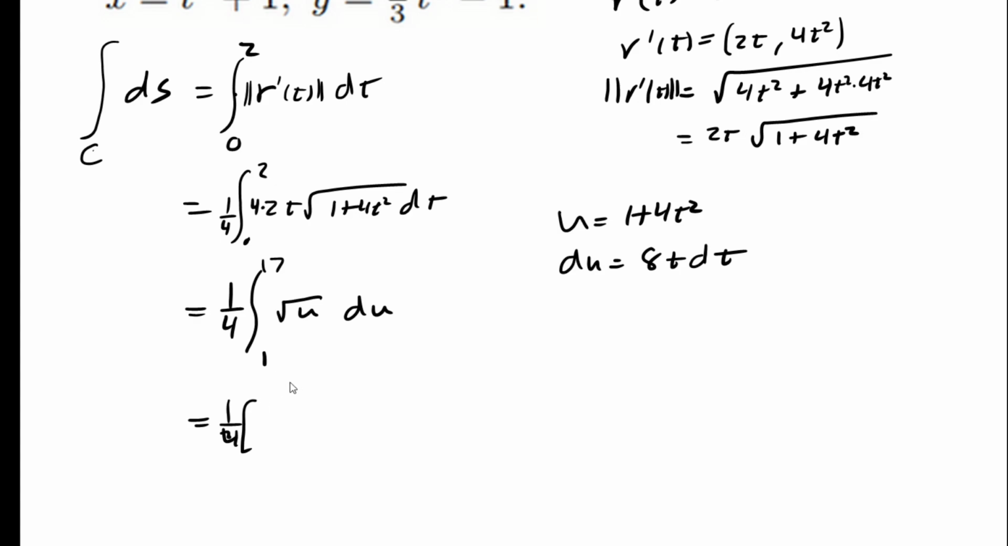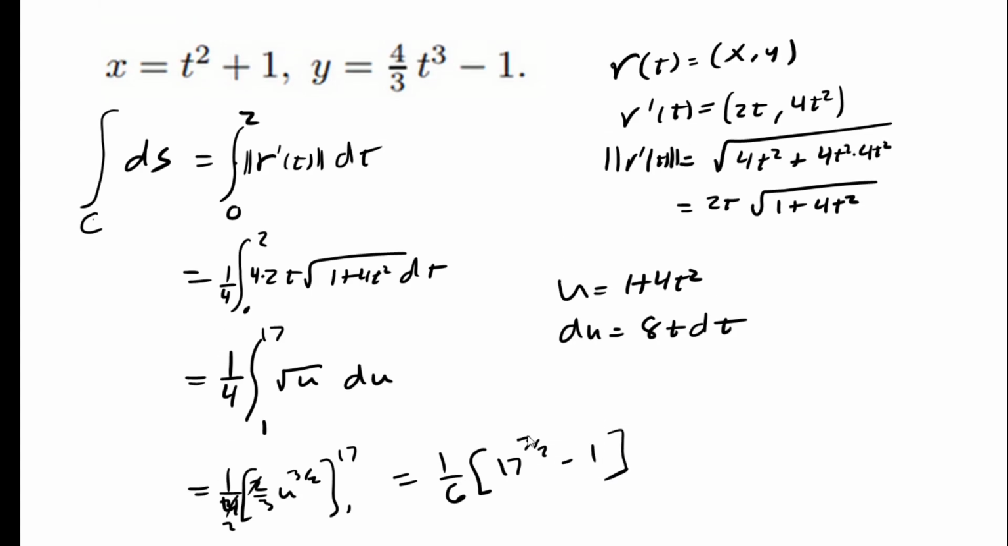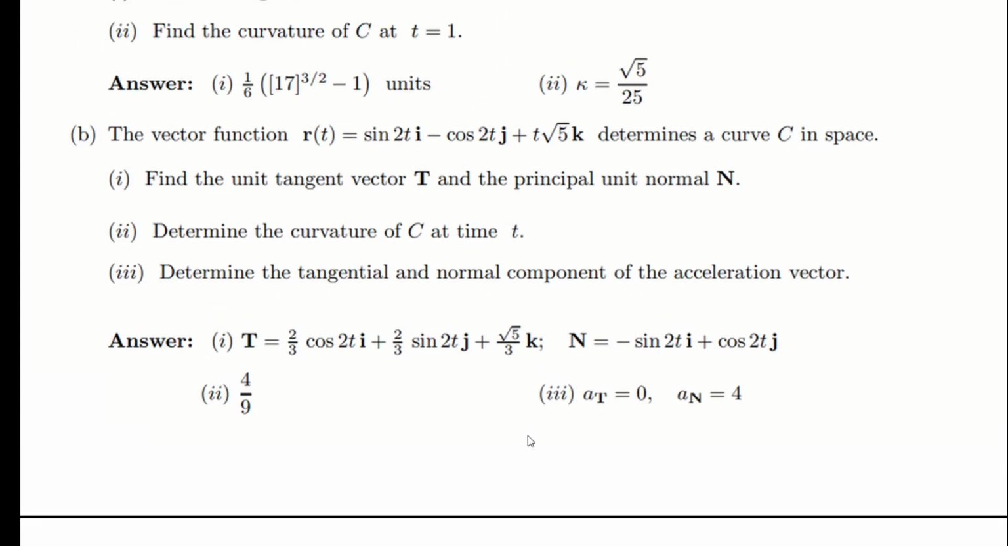Okay, so this is what? That's u to the 3/2, so it's going to be 2/3 u to the 3/2 from 1 to 17. So the 2 cancels and we get 1/6 times 17 to the 3/2 minus 1, which looks correct. Yep.